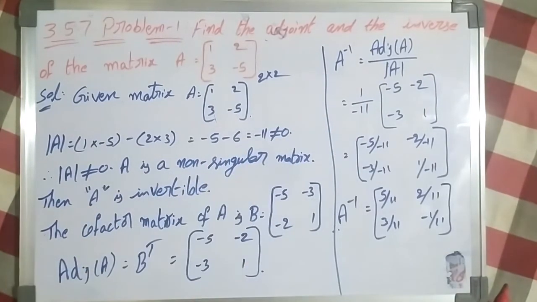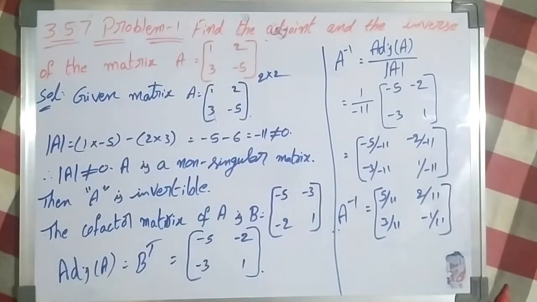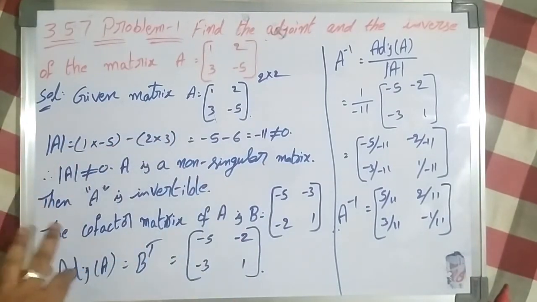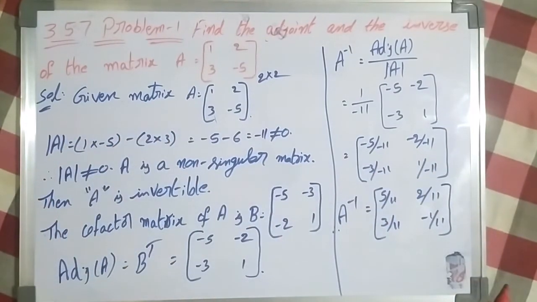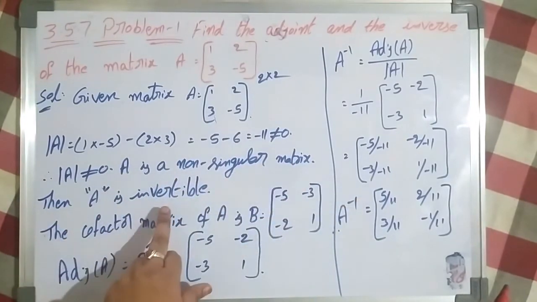For finding the inverse, first we have to check whether the given matrix is a singular matrix or non-singular matrix. If the given matrix is a singular matrix, then we cannot find the inverse of the matrix. If the given matrix is a non-singular matrix, then A is invertible. If A is invertible, then first find out the cofactor matrix of A.